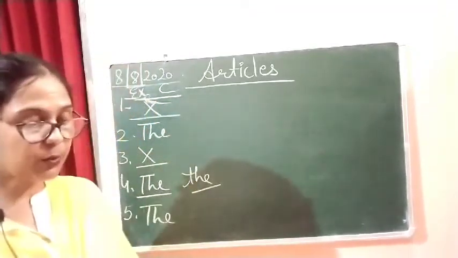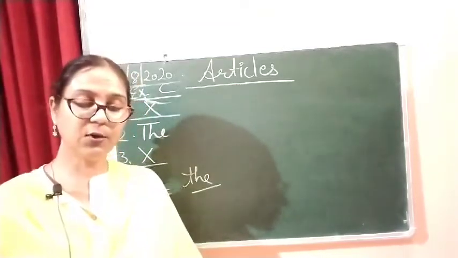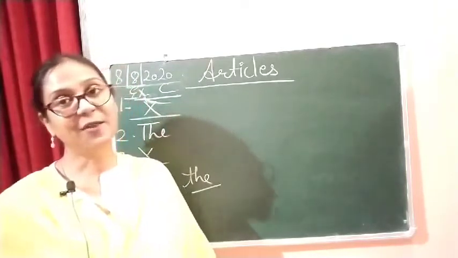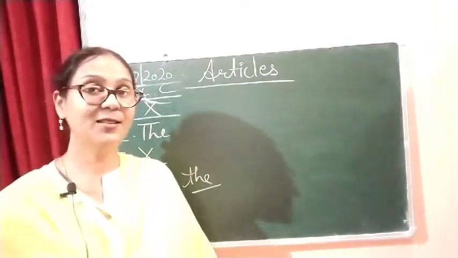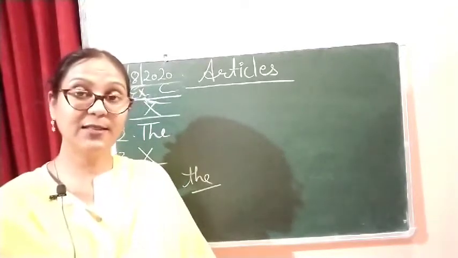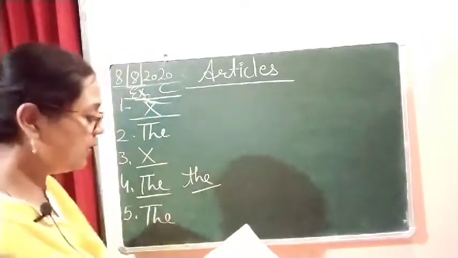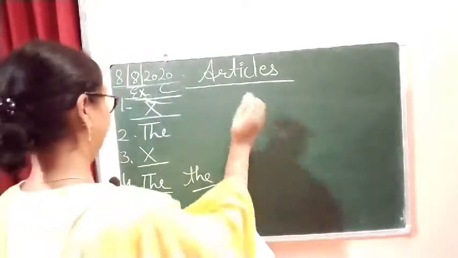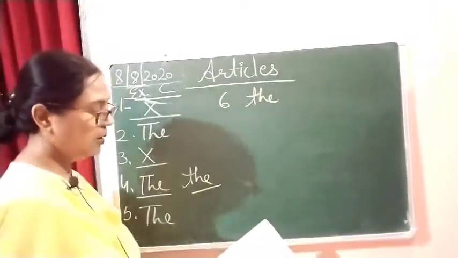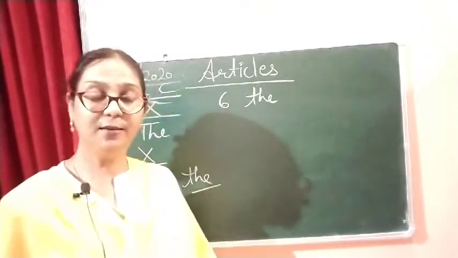Now we are moving to 6th number. He is dash youngest of 3. Here you have to put the, because youngest is the superlative degree of the adjective. Now we are going to write the. In 6, he is the youngest of the 3.